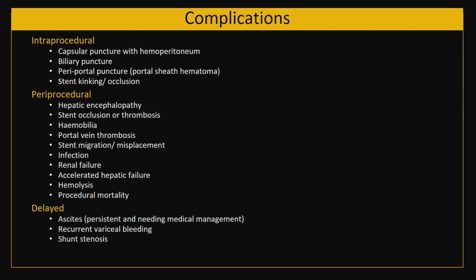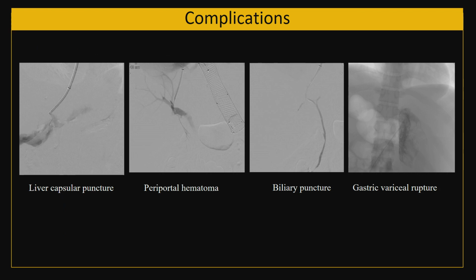There are a lot of periprocedural complications, starting from hepatic encephalopathy to stent occlusion, hemobilia, portal venous thrombosis. Sometimes the stent may be misplaced or migrated, infection, renal failure, hemolysis. And delayed complications may be recurrence of the ascites, vessel bleeding or shunt stenosis. So these are a few of the complications which we encountered in our cases.